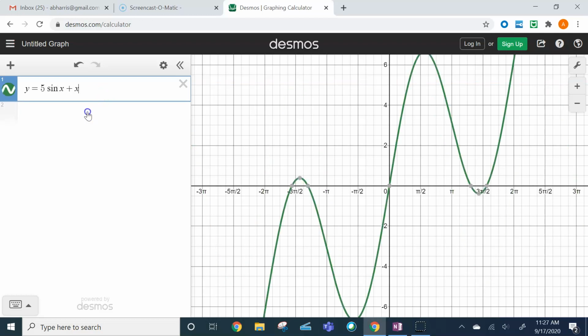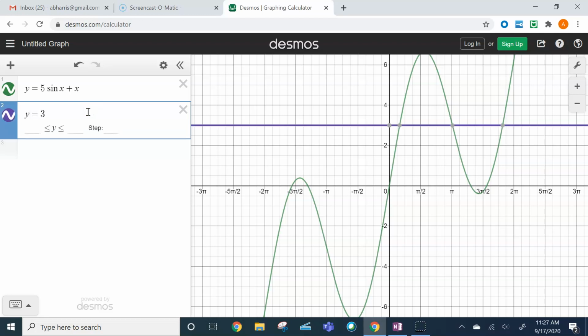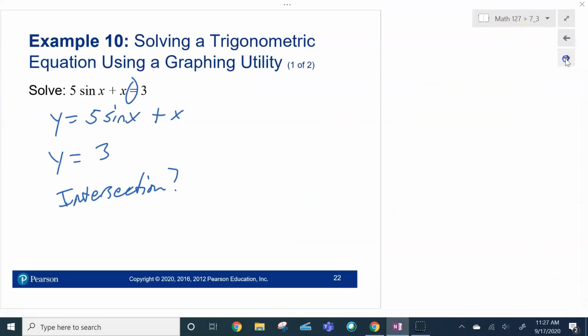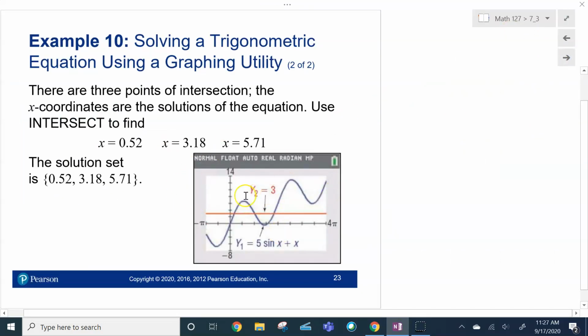and then my other one was y equals 3. And I'm looking at this, I'm like, oh, perfect. Okay, where are these equal to each other? In other words, where's the intersection? Boom, right here. So at an x value of 0.519, an x value of 3.177, and at an x value of 5.71. That's where 5 sine x plus x equals 3. All right, I'm looking for those x values that make that true. And here it is with a TI-84, Texas Instruments, rounded to 2 decimal places.